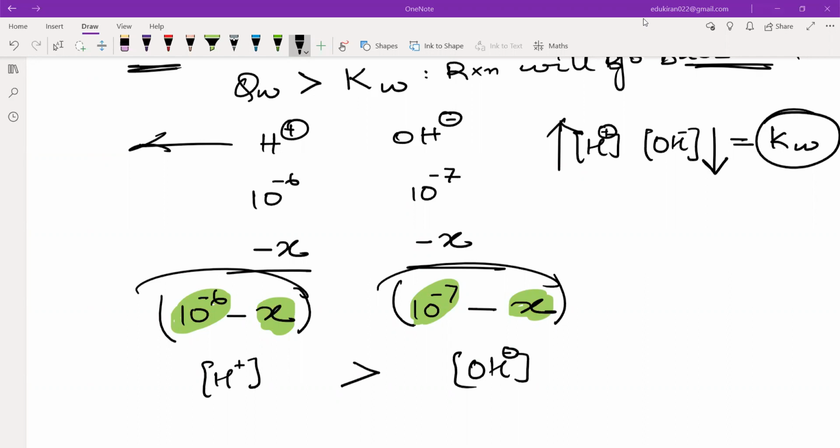Yes or no, Atif? You said backward according to Le Chatelier's principle only, no? Ask Atif a question, and it becomes quiet. Yes, Atif, can you hear me? Hello. Yes, sir. Okay, fine.